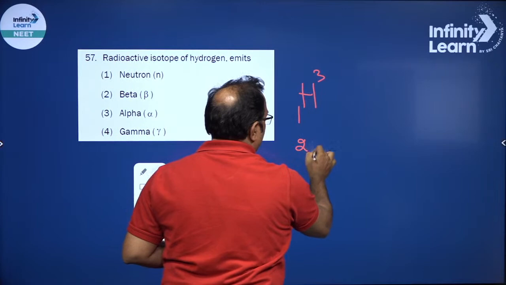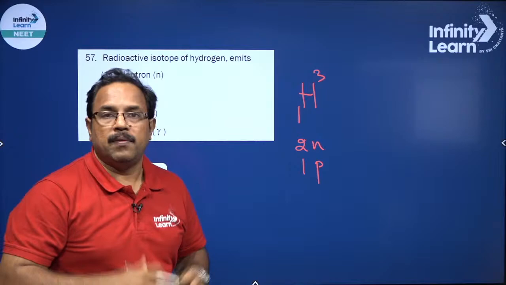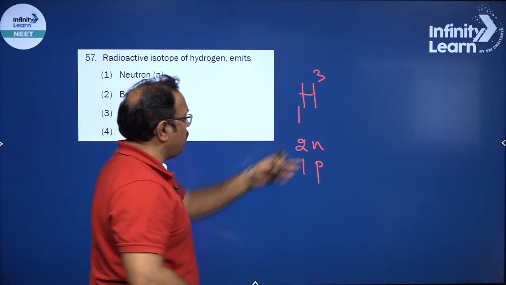Aapko pata hai N/P ratio bahut minor rakhta hai stability ke liye. N/P ratio, if it is lower than 1, they are unstable. If it is more than 1.56, it is unstable. So here N/P ratio is 2. Come on now, it's more unstable here. So therefore, neutron tends to convert into proton.